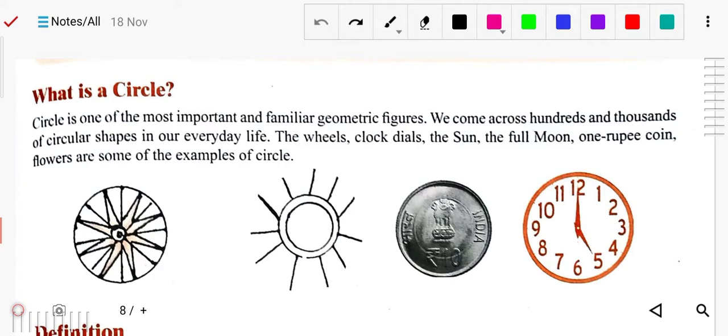A circle is one of the most important and familiar geometric figures. Actually, a circle is a perfectly rounded shape, or you can say that a circle is a special form of ellipse which is perfectly rounded. You have seen many examples in your everyday life, like a clock or a coin. These are examples of a circle.